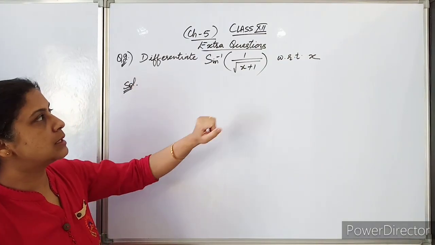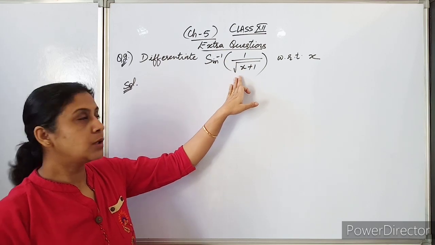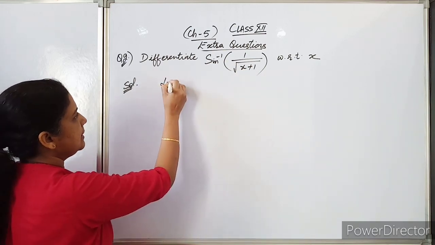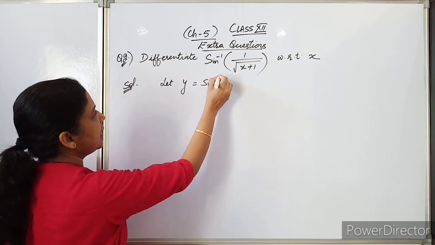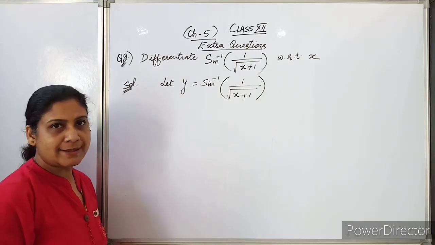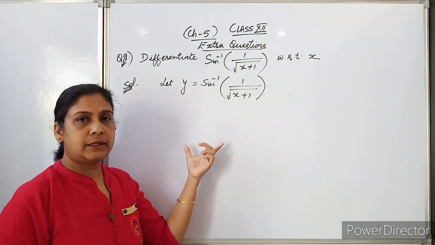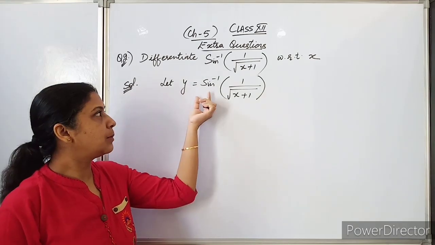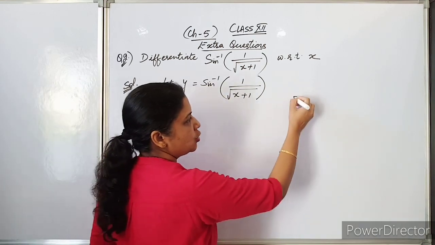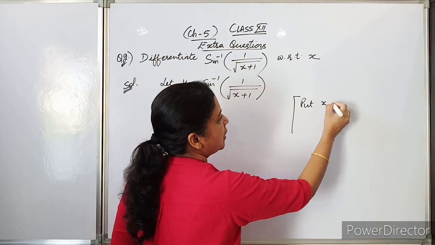Differentiate sine inverse 1 by whole under root x plus 1 with respect to x. So let's label our function first of all. y is equal to sine inverse 1 upon root x plus 1. If you want, you can differentiate it directly also with the help of the derivative of sine inverse theta. But I would like to put some substitution to simplify the function.